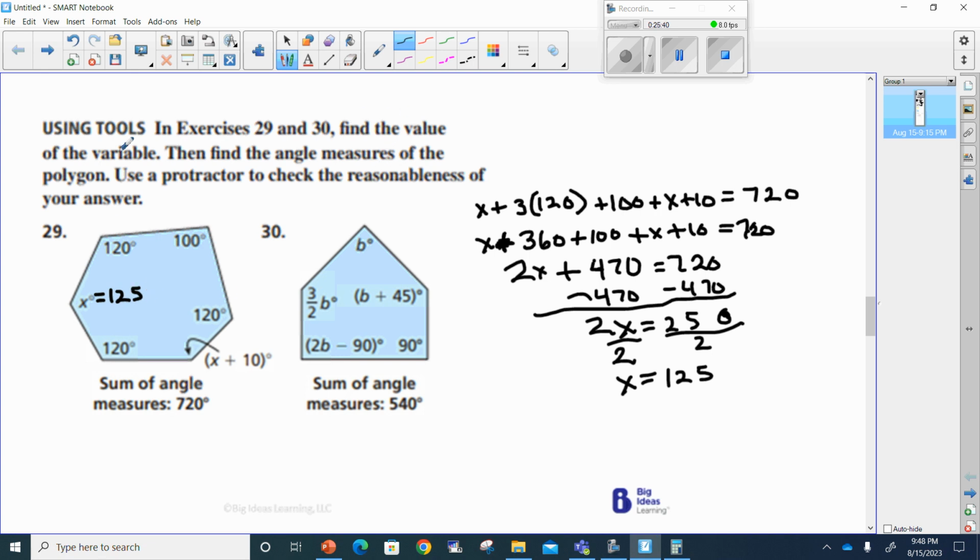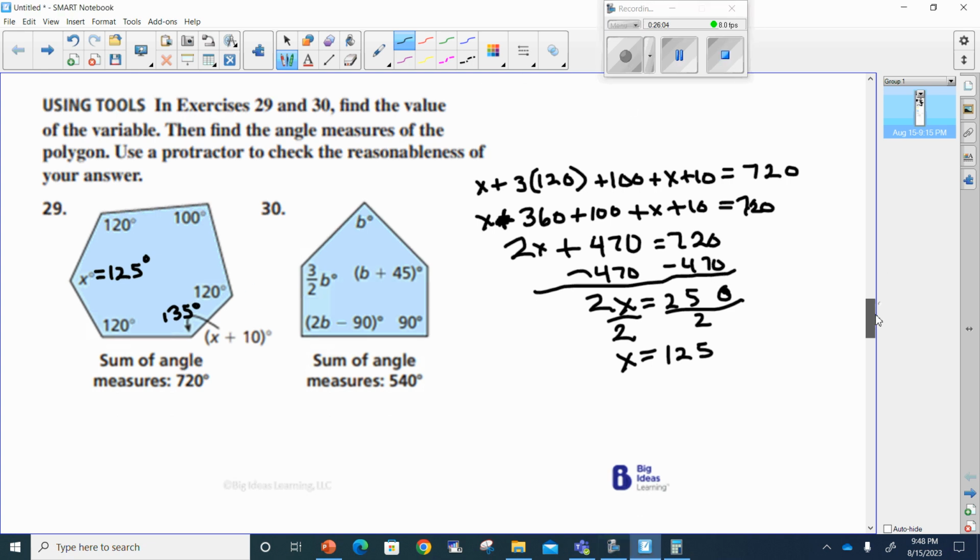All right, find the value of the variable, 125 degrees, then find the angle measure of the polygon. Use a protractor to check it. So this one here would be 125 plus 10, 135. All right, let's move on to number 31.